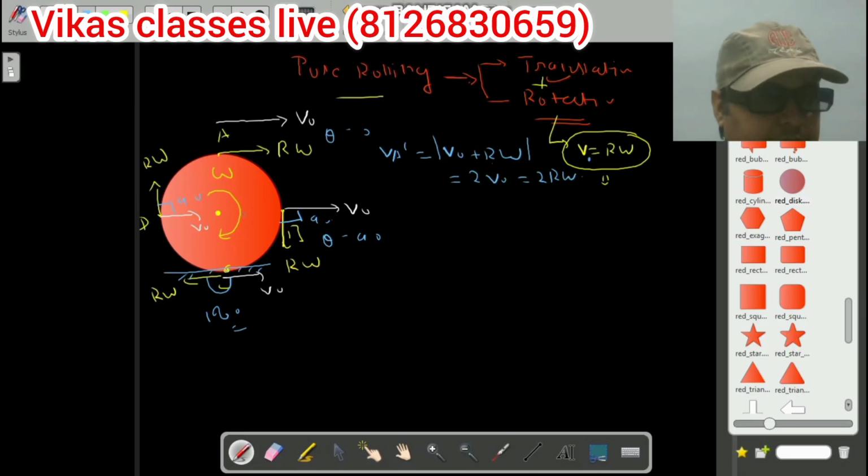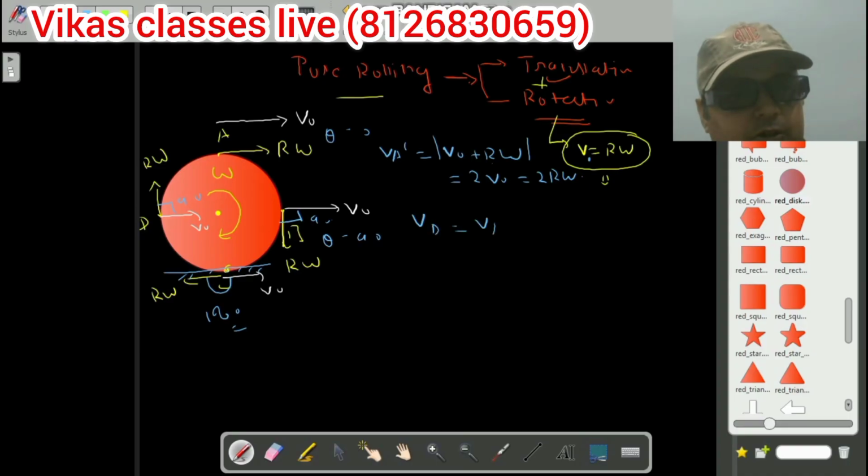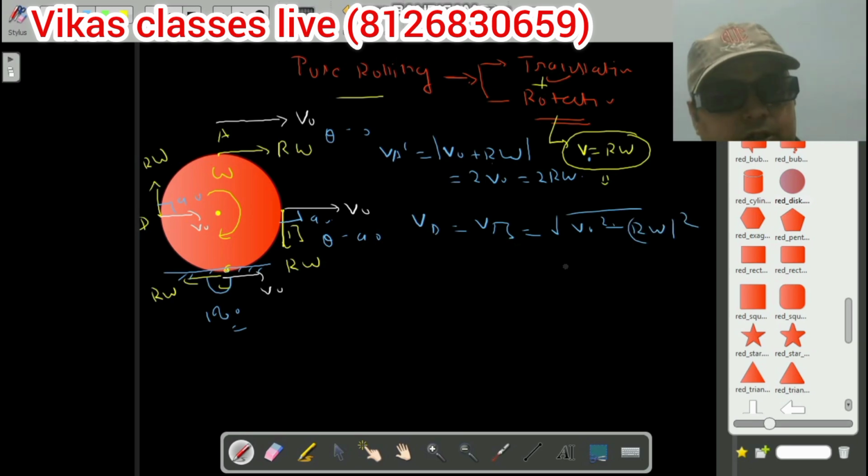In case of D and B, 90 degrees, VD is equal to VB is equal to the square root of V naught square plus R omega square, which can be written as root 2 V naught, since R omega is V naught.